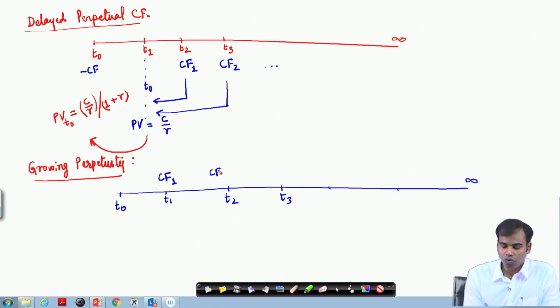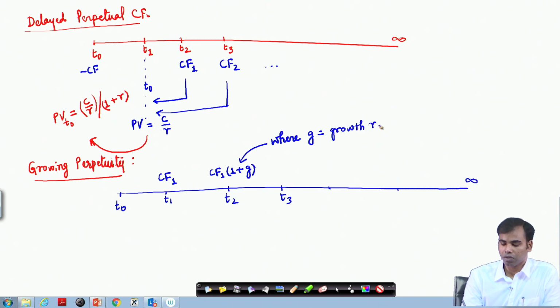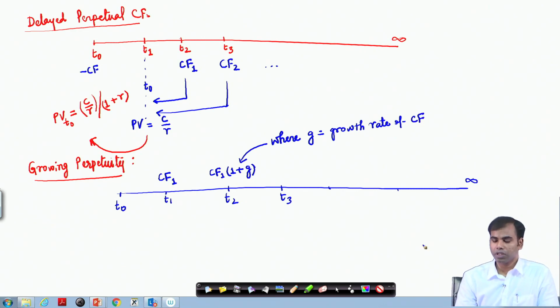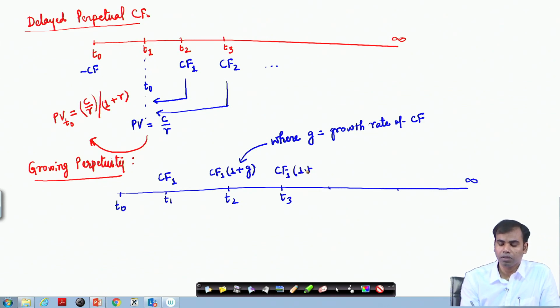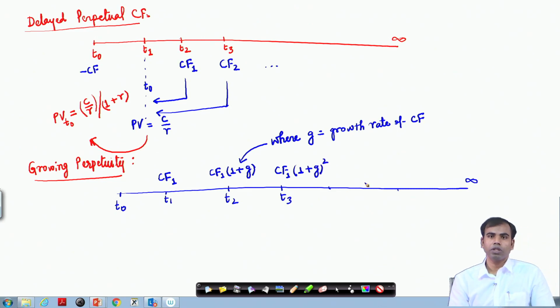In year 2 you do not have only CF1, you have CF1 growing at, let us say, growth rate G, where G is growth rate of cash flow, which means if you have invested some amount of money in some investment, in first year it will generate a cash flow of CF1, in second year it will generate a cash flow of CF1 with a growth rate of G, which is CF1 into 1 plus G, and in year 3 it will generate CF1 into 1 plus G to the power 2 and so on. So, it will keep on growing.